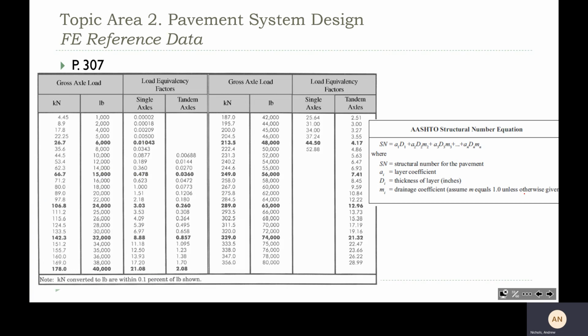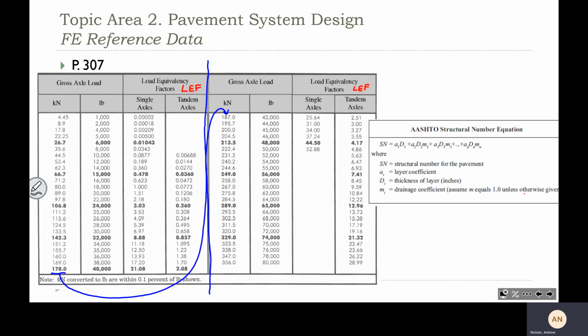So this is the table on the left from page 307. So you've got the load equivalency factor, or the LEF. Realize that this table should be a continuous table that has 4 columns. But in order to fit it on the page, this continues up here. So it's just a continuation of the same table. And so you've got gross axle load, LEF, gross axle load, LEF. So this is just a lookup table.